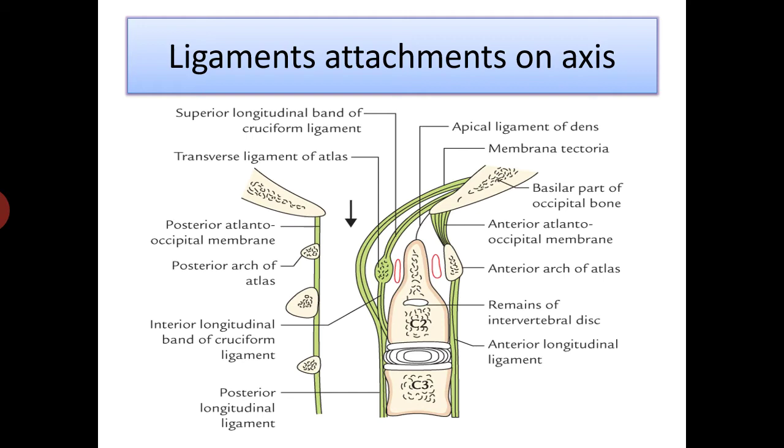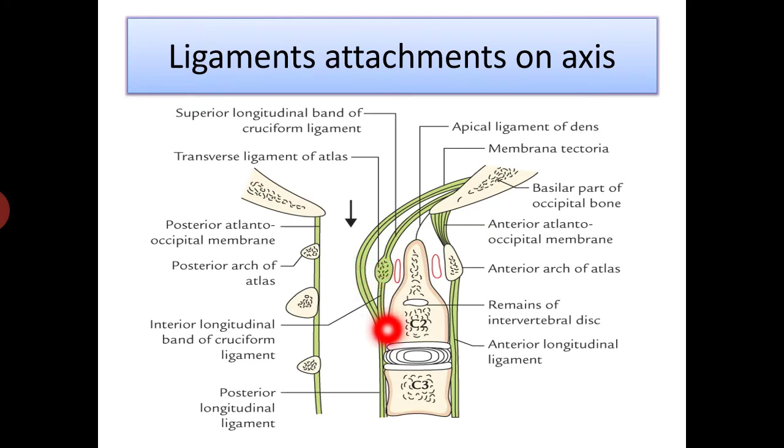Now which are the attachments on the axis? On the axis you'll see here, this is the axis or the odontoid process. Okay, so the tip of the odontoid process will give the attachment of the apical ligament of the dens, while the anterior surface of the odontoid process will give attachment to the anterior longitudinal ligament, while the posterior surface of the odontoid process will give attachment to the ligaments. From outer to inside, you will find first, the most lower part is giving the attachment of the posterior longitudinal ligament, while the upper part will give the attachment of the apical ligament of dens.